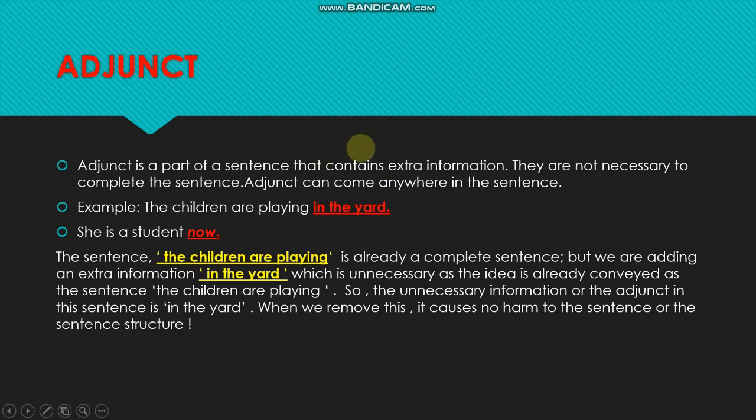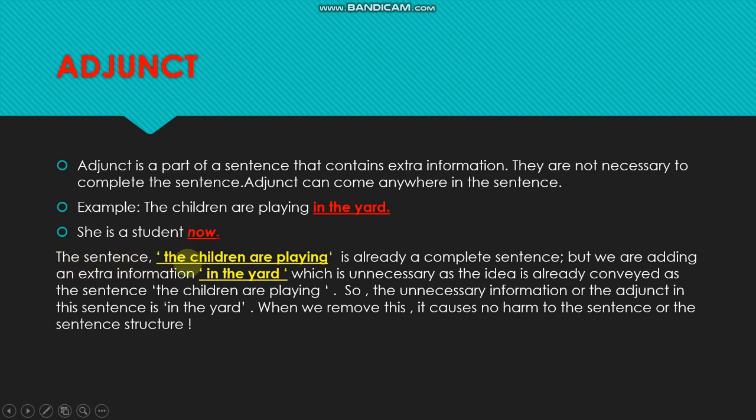It makes complete sense. If someone asks you where the children are playing, it already makes complete sense. "In the yard" is not important. If you say it also, it doesn't make a change in the sentence. The children are playing in the yard. It just gives more definition to the sentence. For example, "She is a student." If we say that, it's already needed. Whereas "now" in "She is a student now" is not needed here. "She is a student" is already enough.